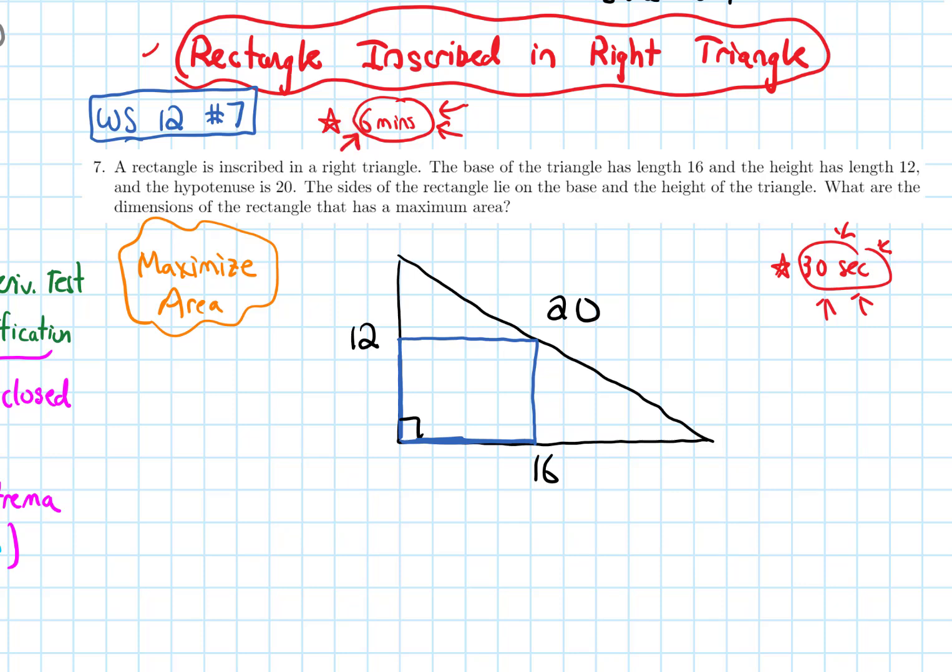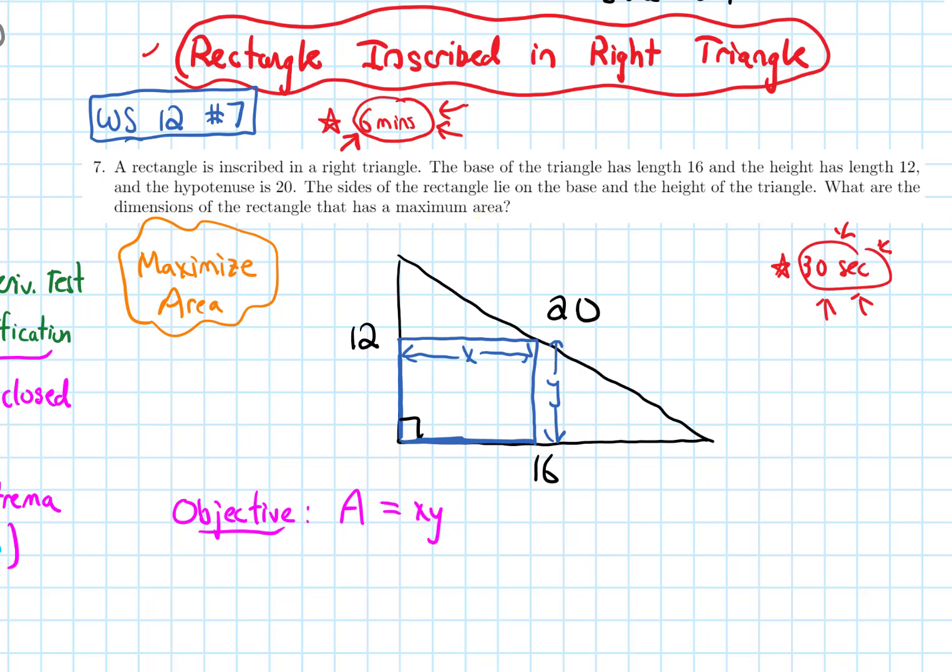Alrighty, let's go ahead and talk about it together. So I need to assign some variables. So let me call this length x, and that vertical distance, I'll call this y. All right, so now we want to write our objective equation. So our objective is an equation for the thing that we want to maximize or minimize. In this case, that's the area. And the area of this rectangle is x times y.